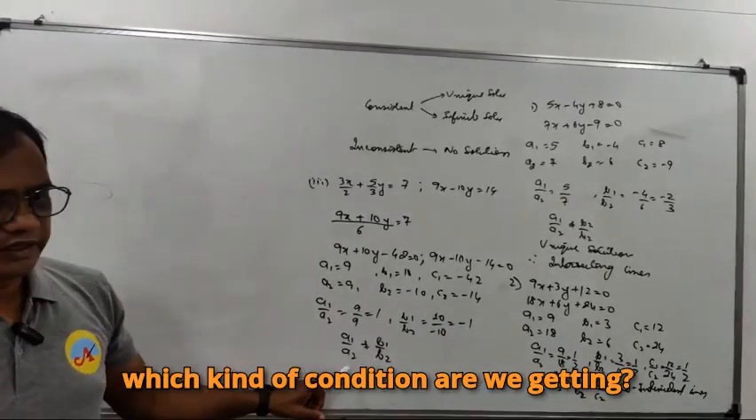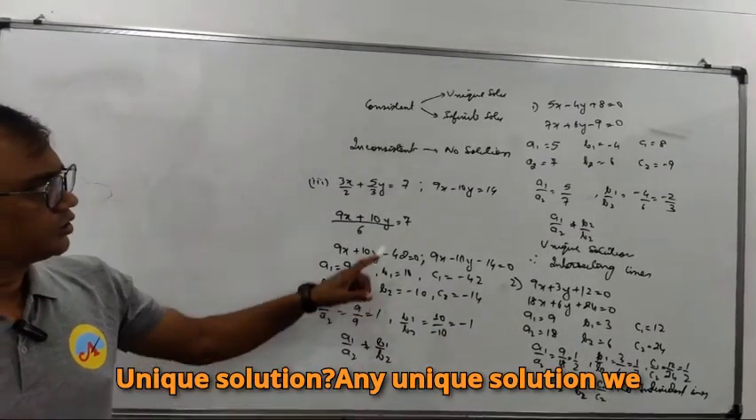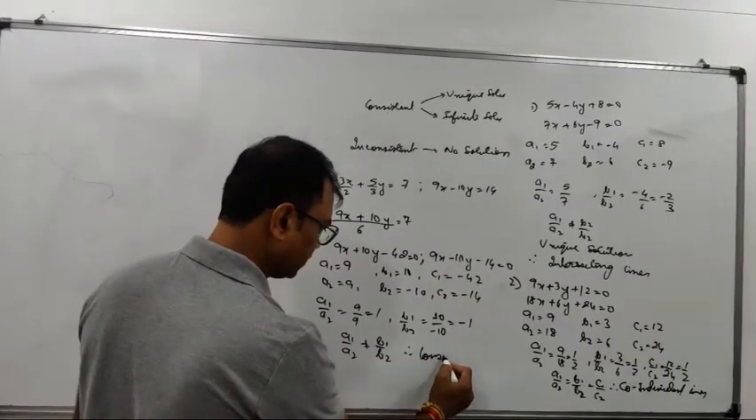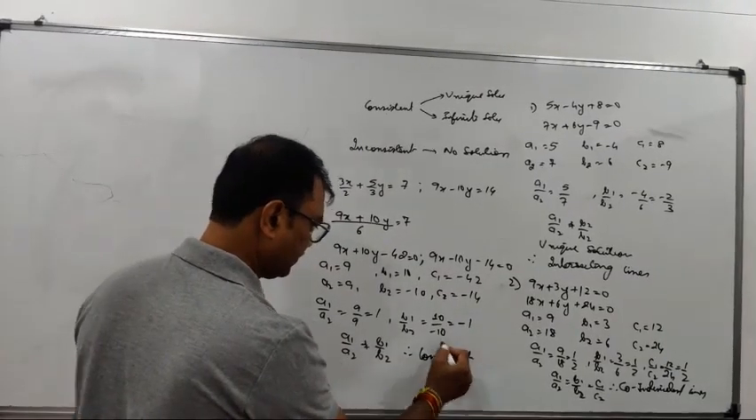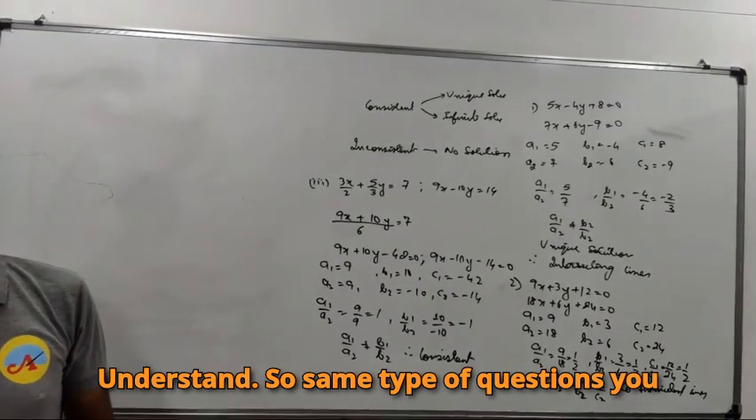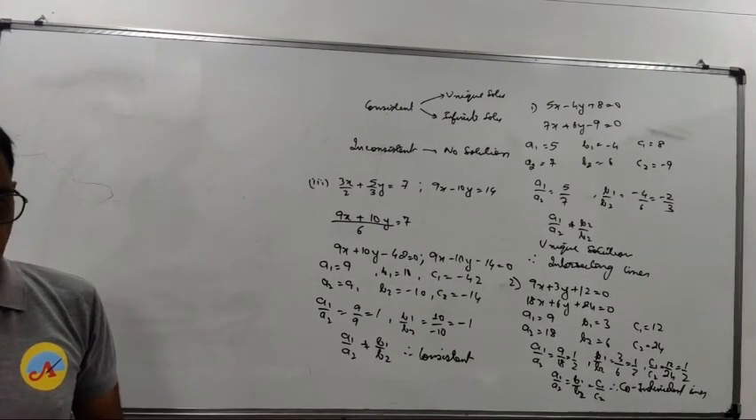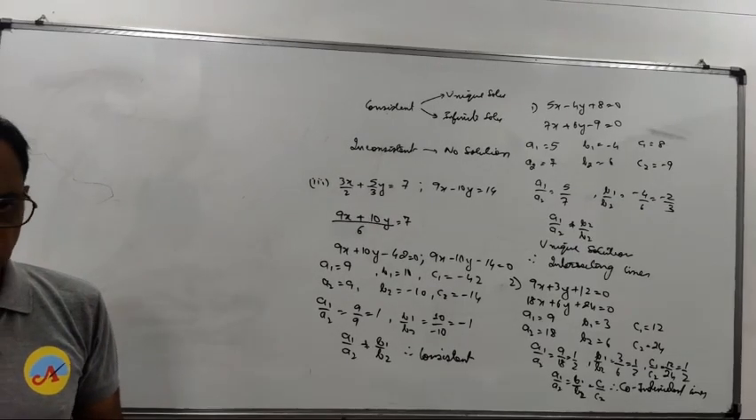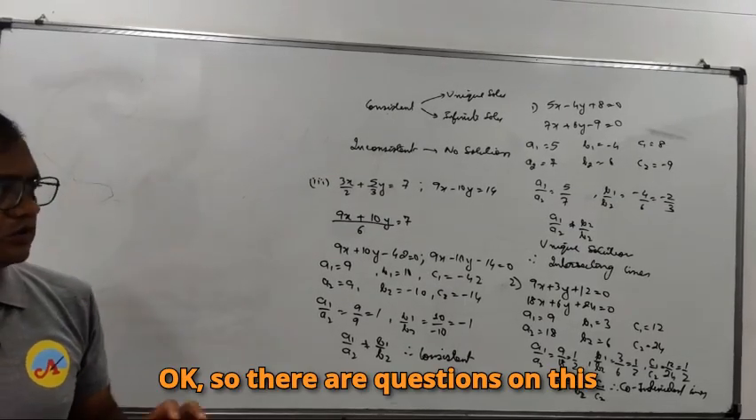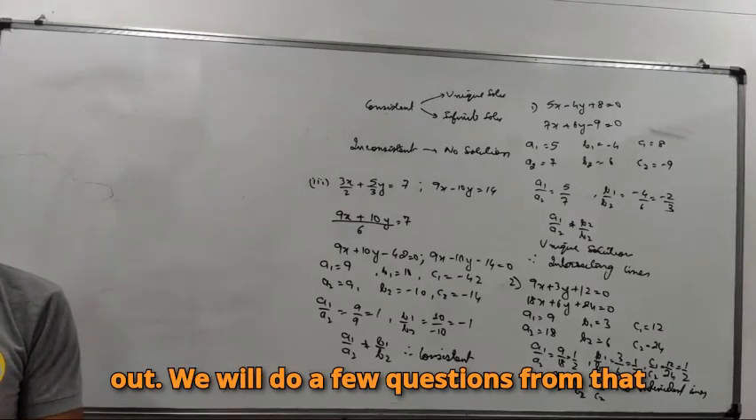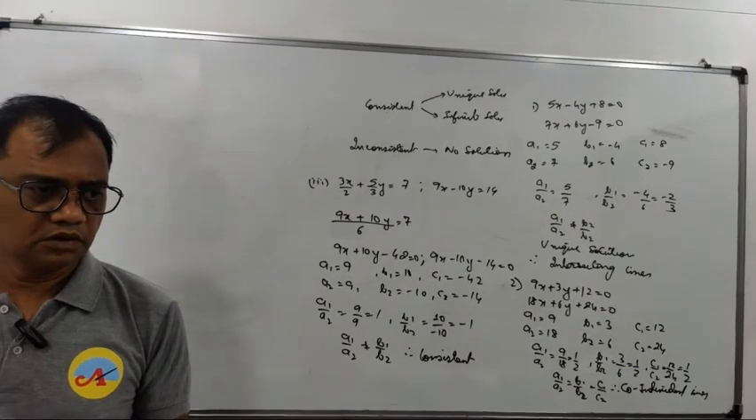So which kind of condition are we getting? Unique solution. And in unique solution, we call it, therefore, consistent. Understand? So same type of questions you can do. Okay? So there are questions on this also. If you have got the sheet, take it out. We will do a few questions from that.